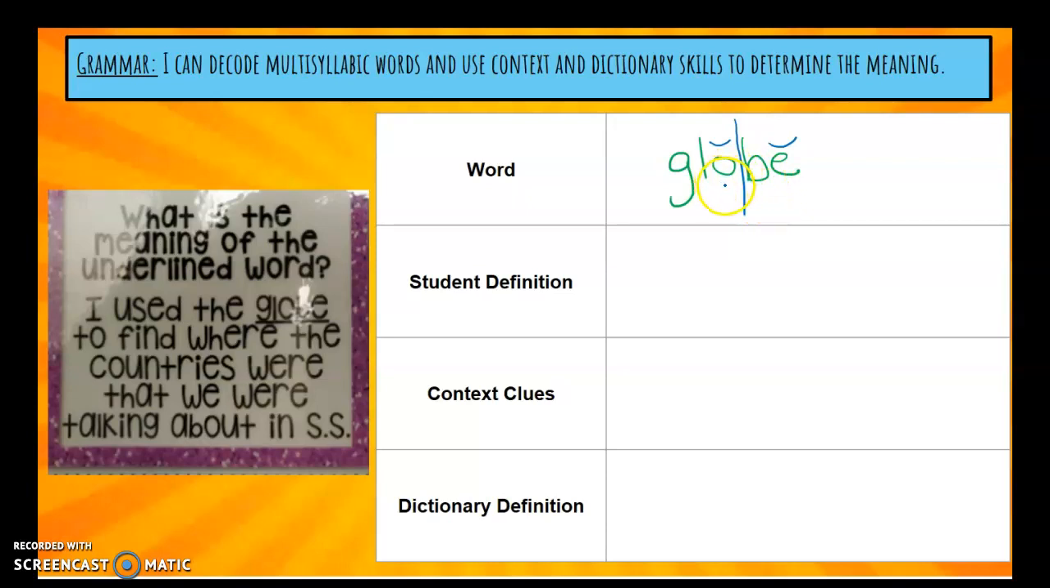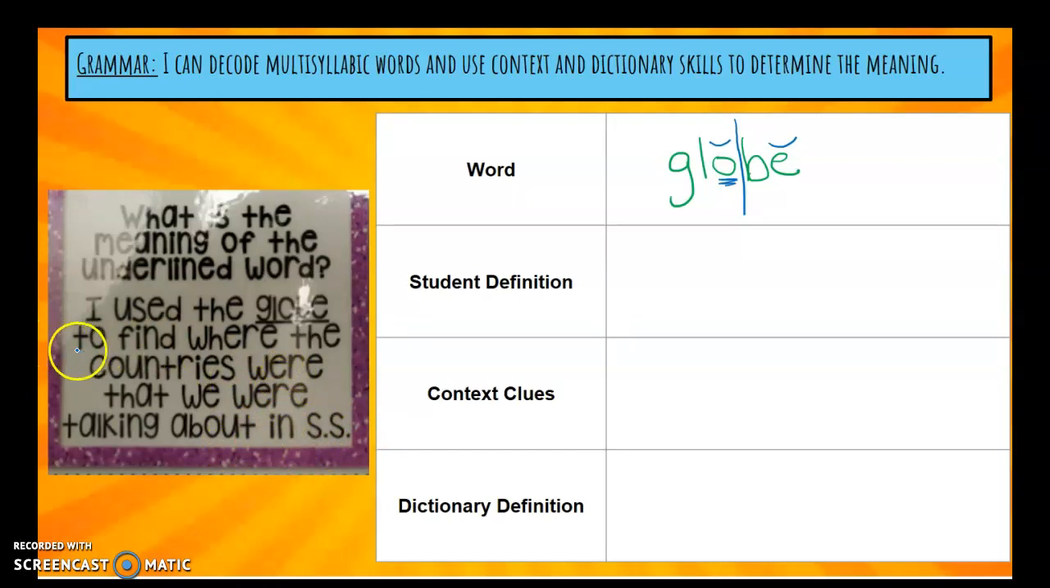Yeah, I guess that's two. Globe. Okay. That might just be one because of the long E and the O says its name. That might be a special one. Oh well. Okay. So, student definition. This is what I'm really concerned with. You're not going to be tested on if you can split your syllables correctly. It's just to help you decode words. So let's see if we can use our context clues, because this is something you will be tested on to figure out your own definition.